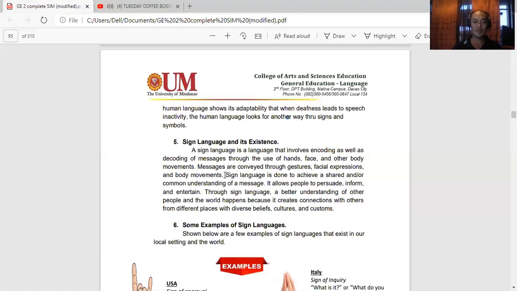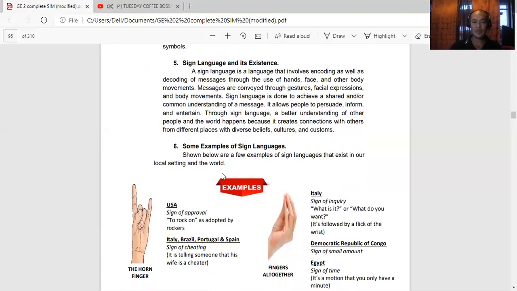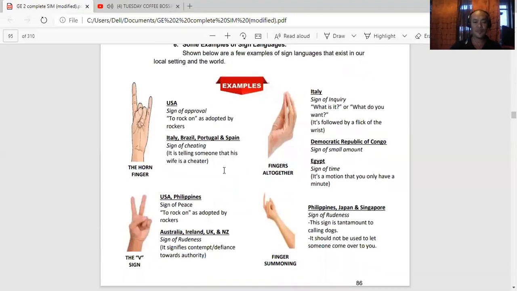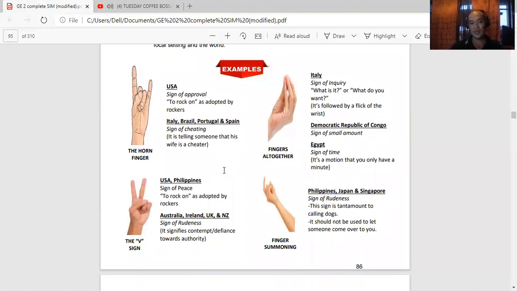Okay, some examples of sign languages. Shown below are a few examples of sign languages that exist in our local setting and the world. So for example here, that sign of approval to rock on as adopted by rockers. In Italy, Brazil, Portugal, and Spain, it's a sign of cheating. So it is telling someone that his wife is a cheater.